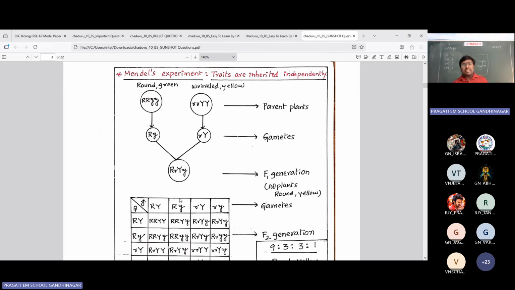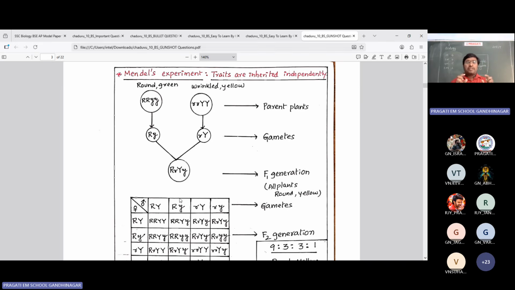Okay. See, in the previous question, only 2 alleles are there. But in this question, a total of 4 alleles are there in a single parent. Here we are mentioning 2 characters. That's why we are taking 2 traits. Each trait consists of 2 alleles, no? So a total of 4 alleles are there in a single parent. See, we are taking 2 seeds here. The first seed is round and green, and the second seed is wrinkled and yellow. These 2 are the parents here.